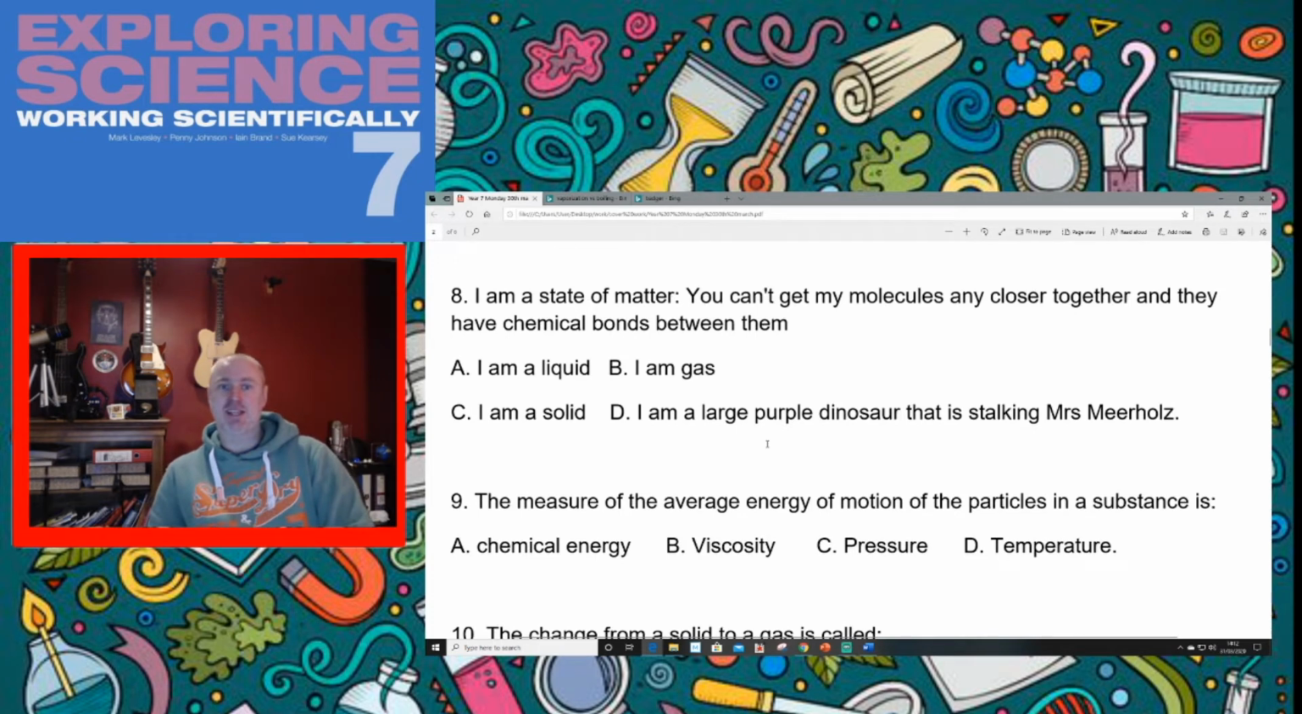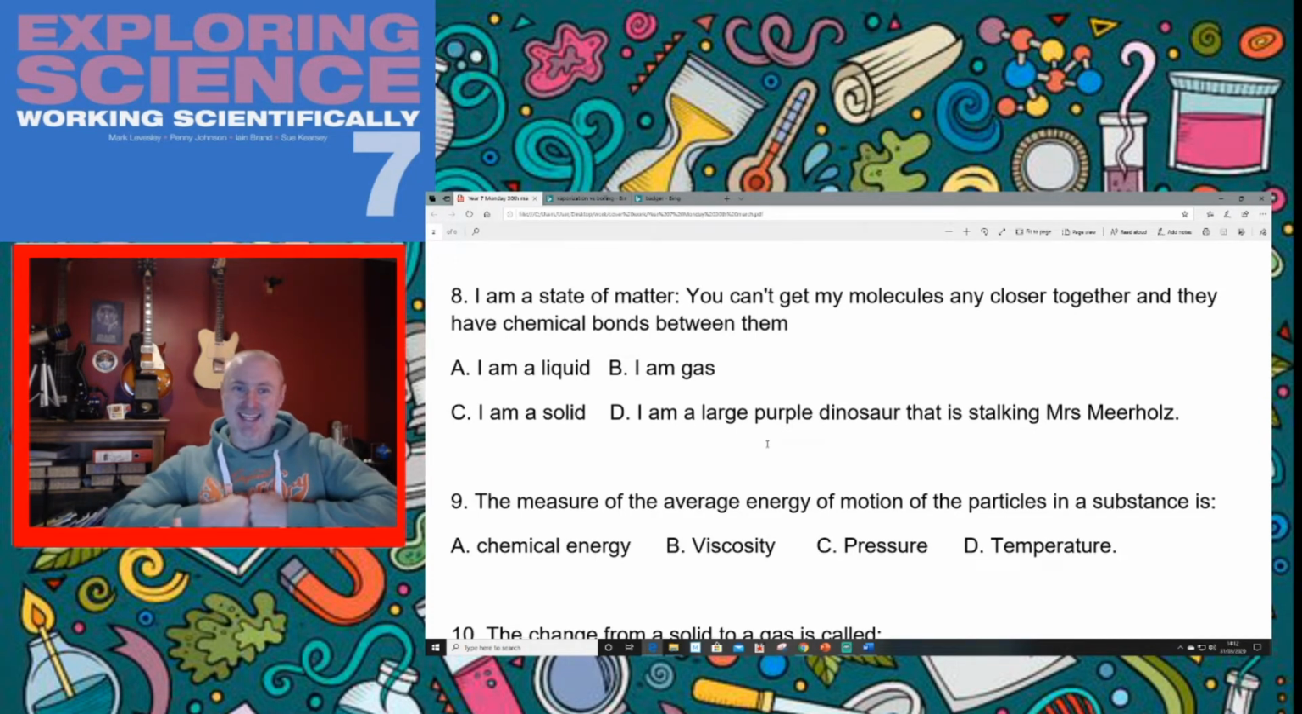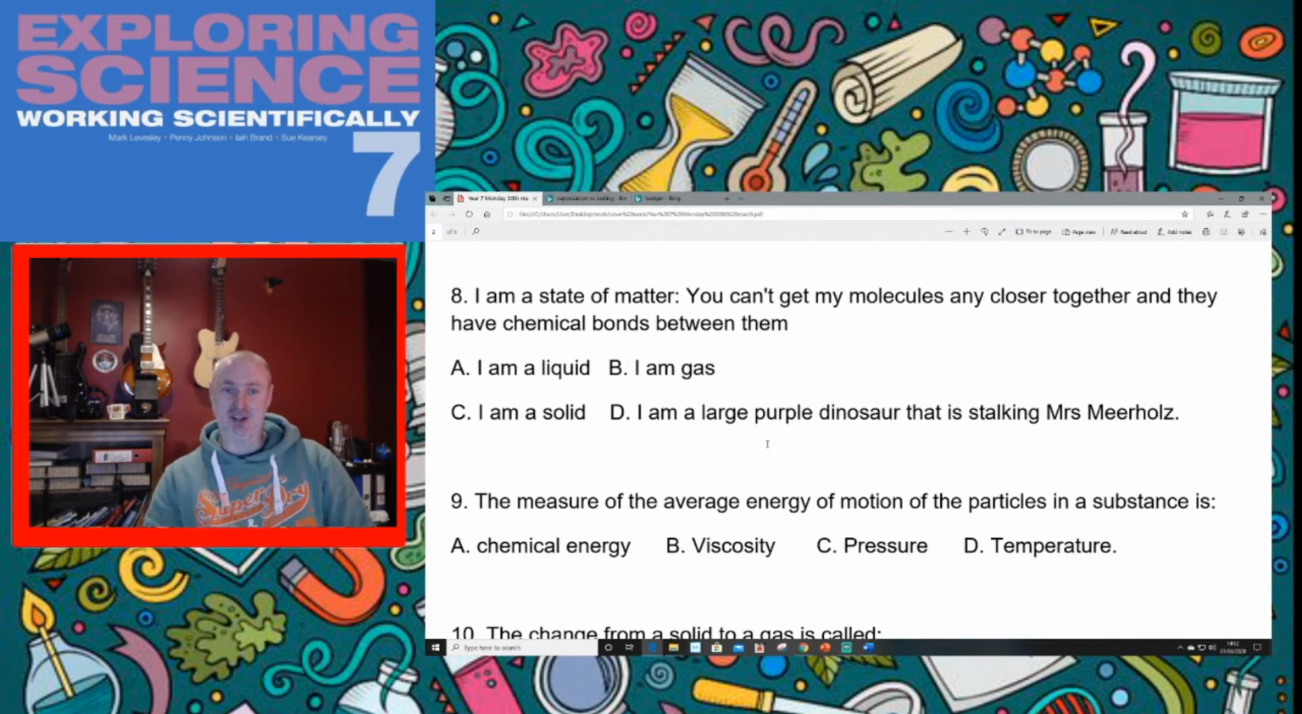Question 8. I am a state of matter. You can't get my molecules any closer together, right? And they have strong bonds between them. Well, which is a state of matter that can't have the particles any closer together? Well, it's C. It's a solid.